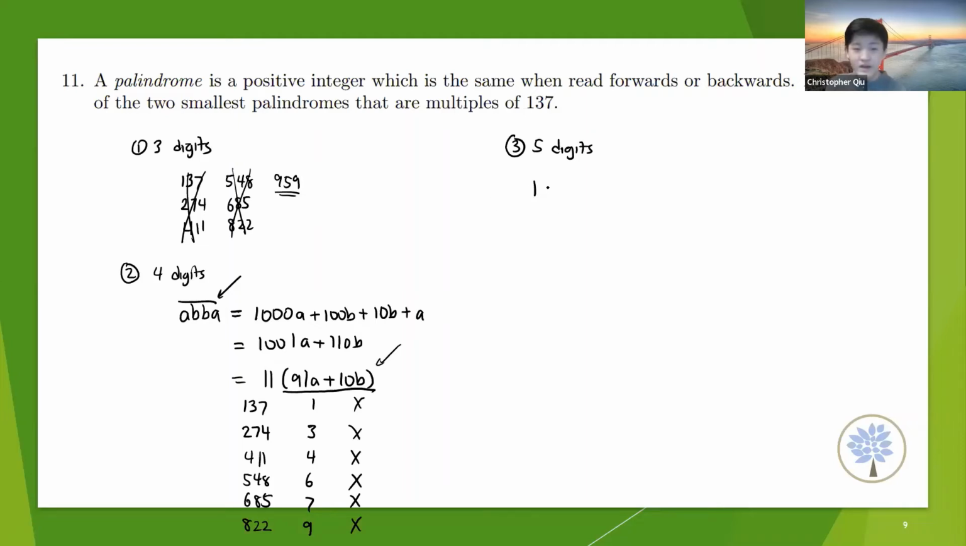Let's start with numbers of this form, because these palindromes are the smallest among the 5-digit numbers, since we start with the digit 1. If this number is a multiple of 137, it's 137 times something that ends with 3. So it's a multiple of 137 equal to 137 times some number with units digit 3, and this number has to be a 5-digit number. So we can do some estimating to find the smallest possible 5-digit number this can be.